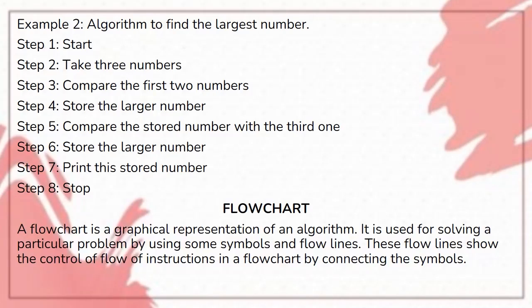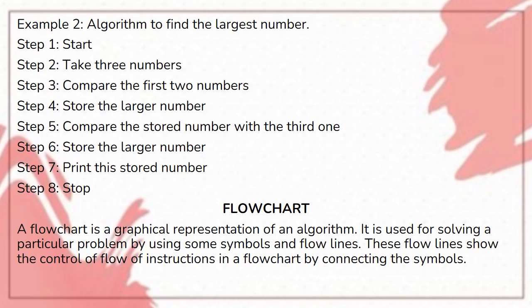Example 2. Algorithm to find the largest number. Step 1. Start. Step 2. Take three numbers. Step 3. Compare the first two numbers. Step 4. Store the larger number. Step 5. Compare the stored number with the third one. Step 6. Store the larger number. Step 7. Print this stored number.